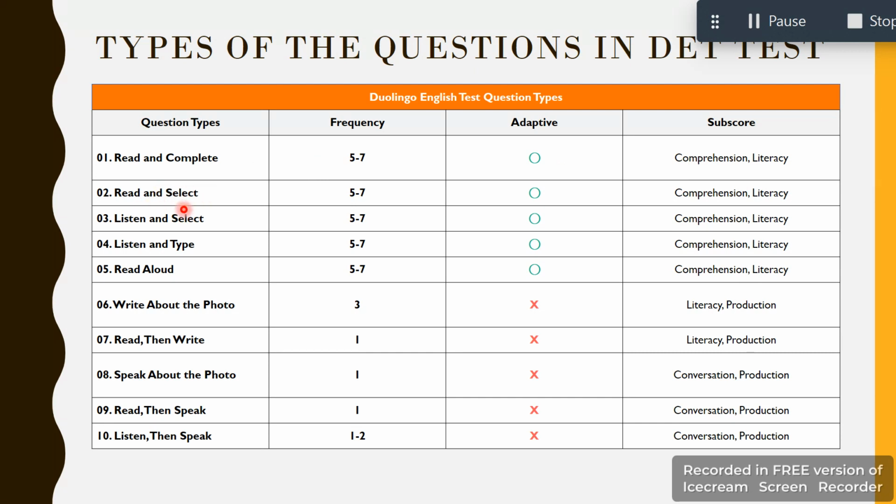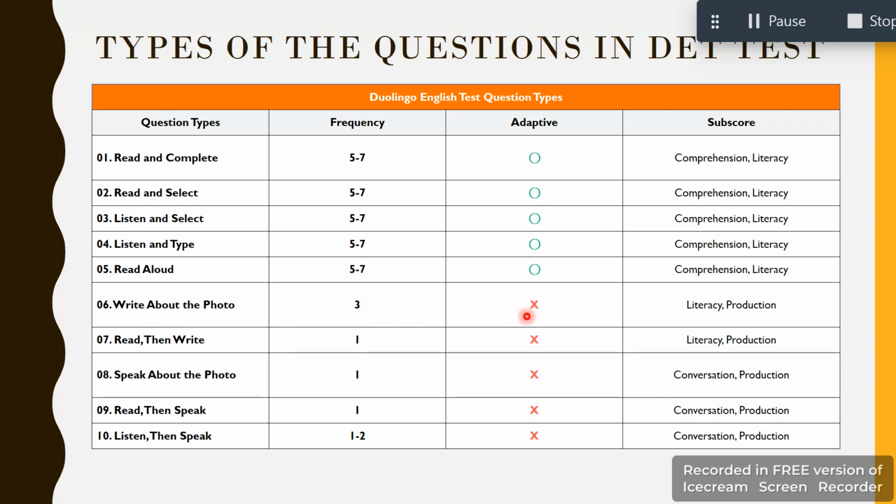Read and select is the next type. It's repeated 5 to 7 times during the test, and then we have listen and select, same times, and listen and type, 5 to 7 times. Then we have read aloud. I'm only giving you the names of the questions here. In the next video that I'll be preparing, I'll be talking about each type of the questions in detail. The next type is write about the photo, which will be repeated 3 times.